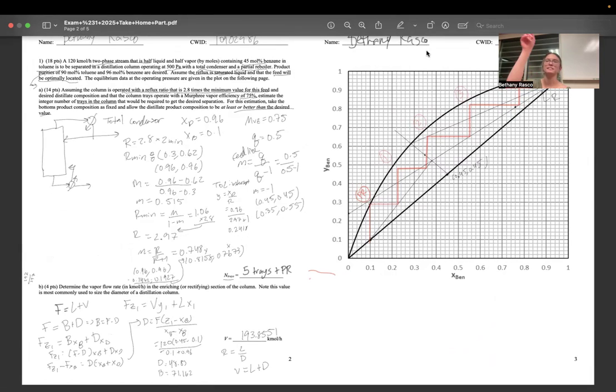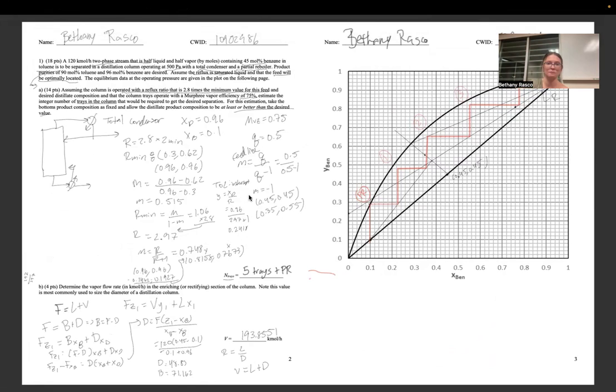Connect the lines from XD to the intersection point of the feed line, because this slope gives you the feed line. And then from that, you find R min using the handout we're given for the equation, and R min equals that. Then you multiply it by the relationship that gives you 2.8, and then you plot your top operating line. You get an intersection point, and then you put that to your XB, that's your bottom operating line.